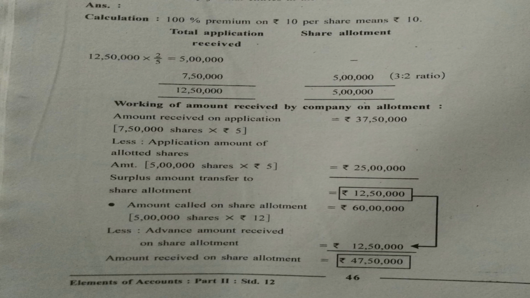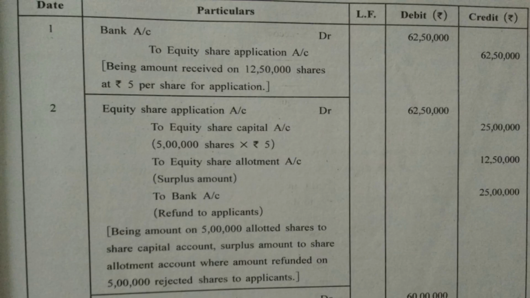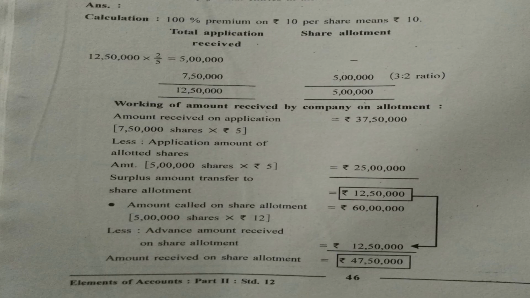If you want a proper explanation, the total number of applications received is 12 lakh 50,000, of which 5 lakh is rejected completely. Obviously, to the bank, it is clearly written here that 2/5 has been rejected. In the calculation, if you see, that means 5 lakh applications out of 12 lakh 50,000 have been completely rejected.